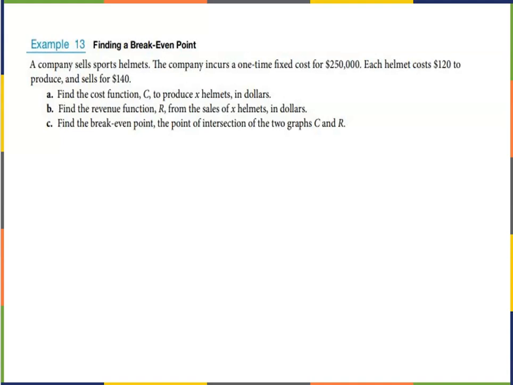Next example, finding a break-even point. A company sells sports helmets. The company incurs a one-time fixed cost of $250,000. Each helmet costs $120 to produce and sells for $140. So letter A, find the cost function C to produce x helmets in dollars.